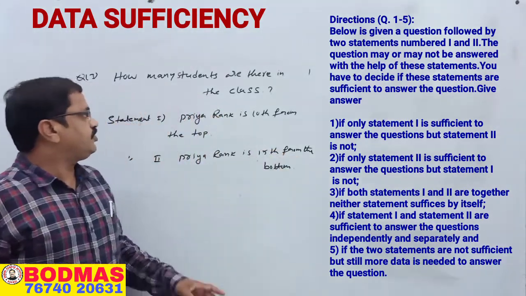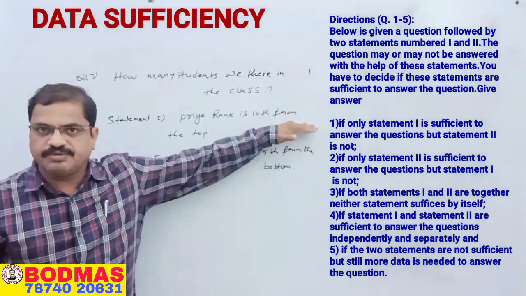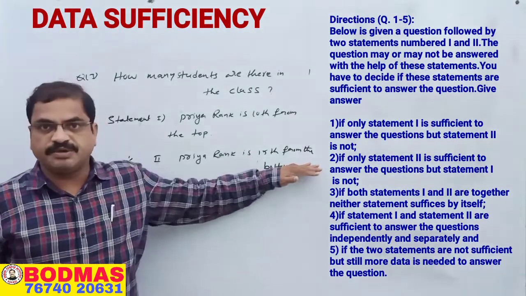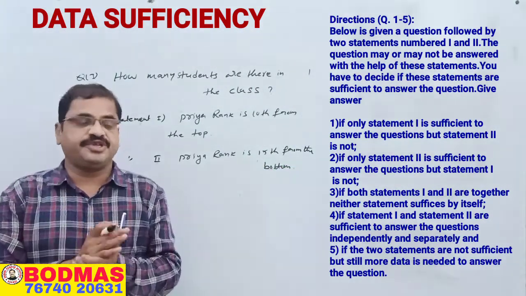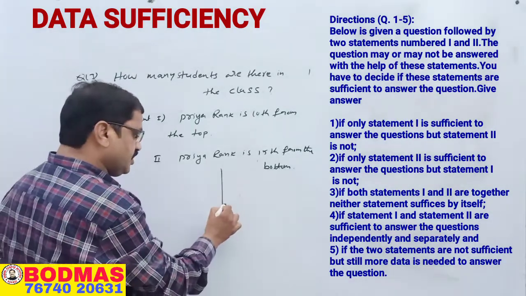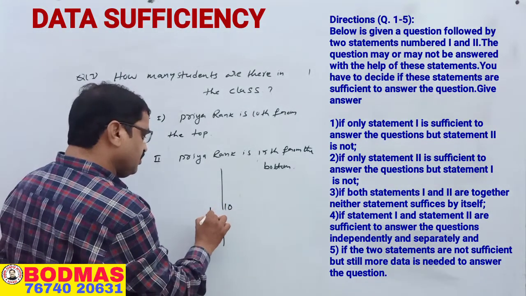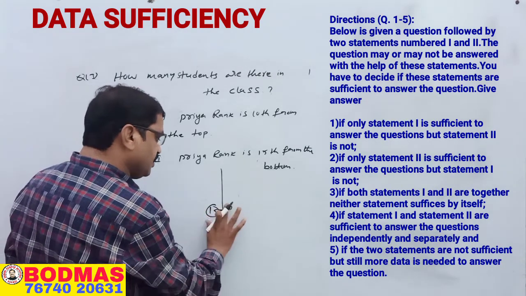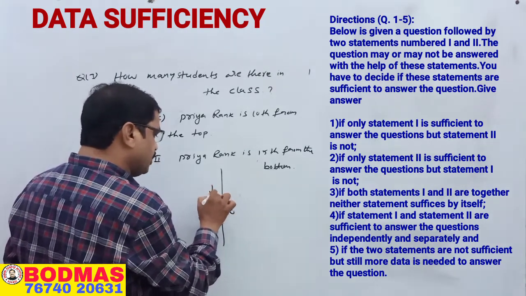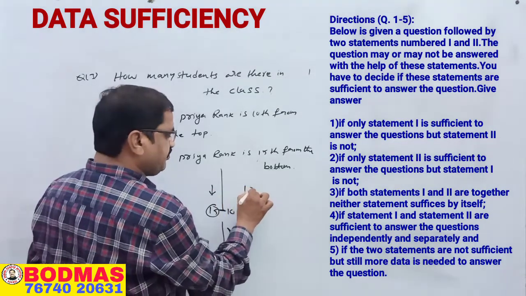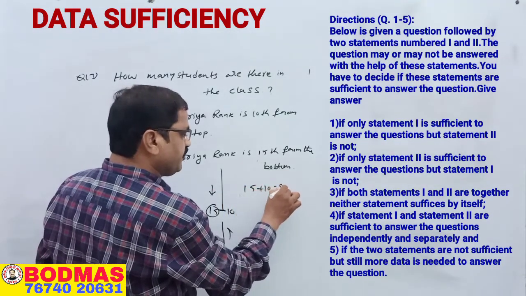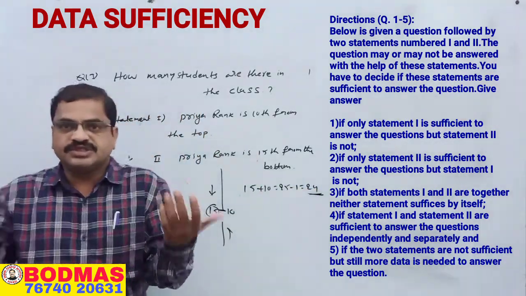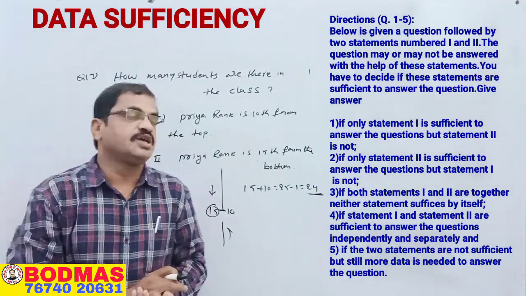Here it is given Priya's rank is 10th from the top, and 15th from the bottom. So it is the same person, Priya. From the top it is the 10th rank, from the bottom the 15th rank. So we can simply add: 15 plus 10 is 25, minus 1 is 24. So how many students are there here? 24 students.